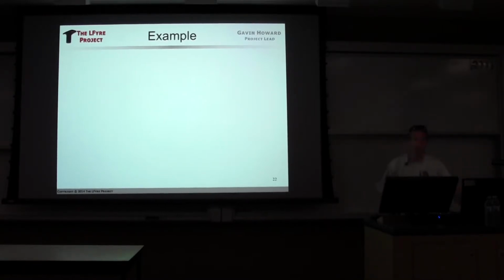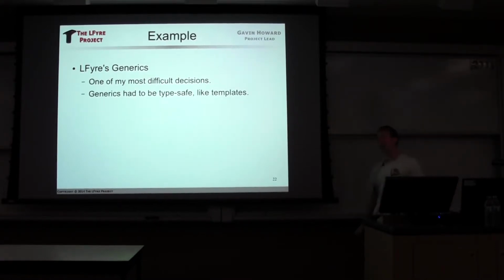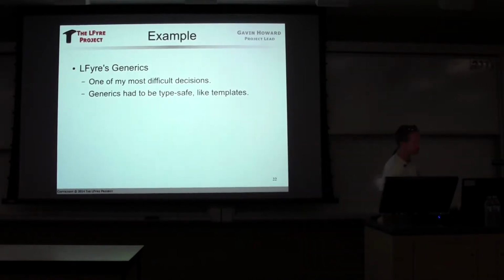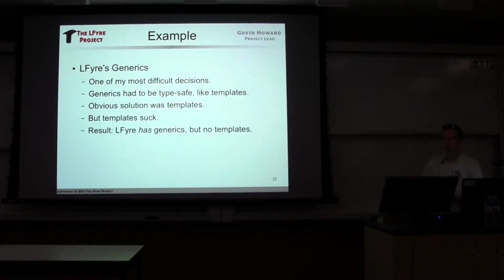This was one of the most important things in LFyre. LFyre has generics. It was difficult. They had to be type safe, absolutely type safe, because LFyre is statically typed and strongly typed. But I didn't want templates. They were obvious, but I didn't want them because they suck and they generate a lot of code, and it makes the compiler very complex. The result is LFyre has generics, type-safe generics, but no templates. Curious? You'll never believe what I did.